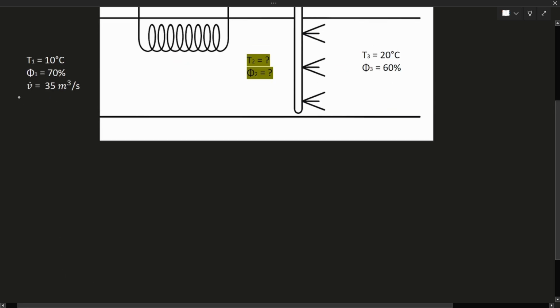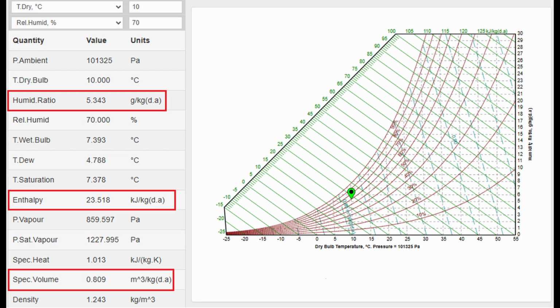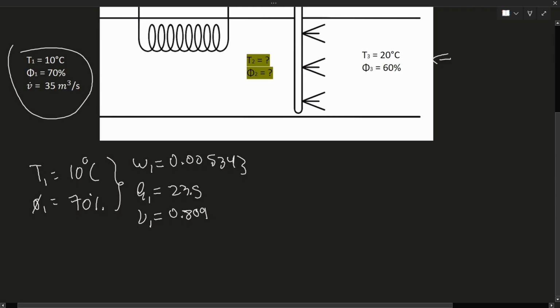So this is what we're given in the question, okay? Since you have two pieces of information, you can use the psychrometric chart to find everything else, okay? So using 10 degrees Celsius and 70% relative humidity, we're going to read the psychrometric chart to get these values over here. Since going from stage 1 to stage 2 is just heating, the water content stays the same. So omega 1 is equal to omega 2.